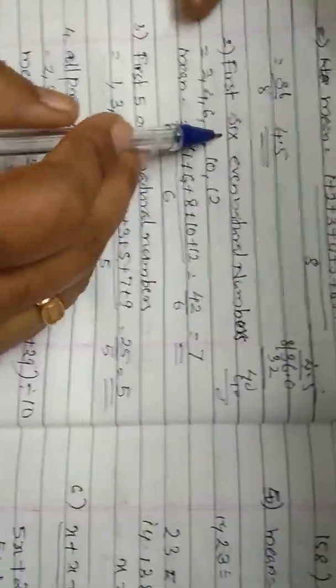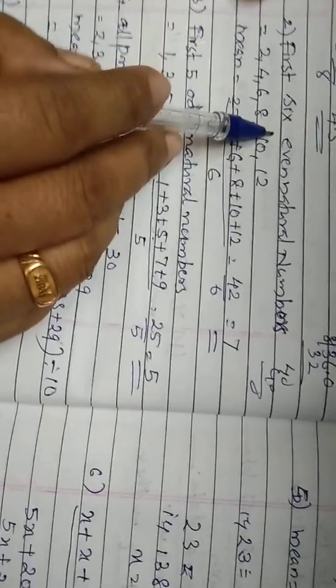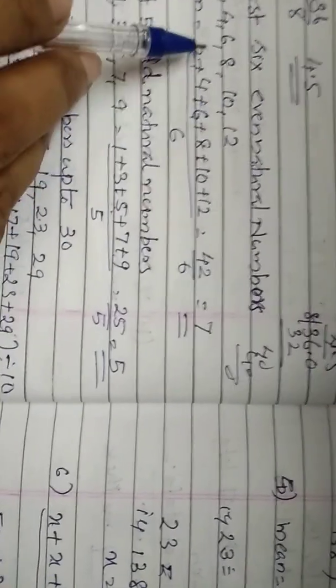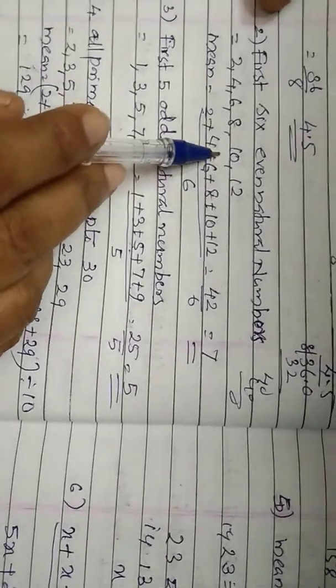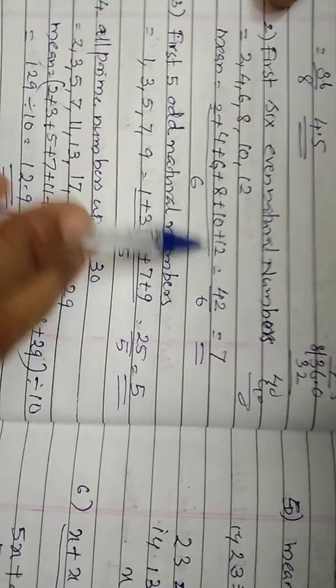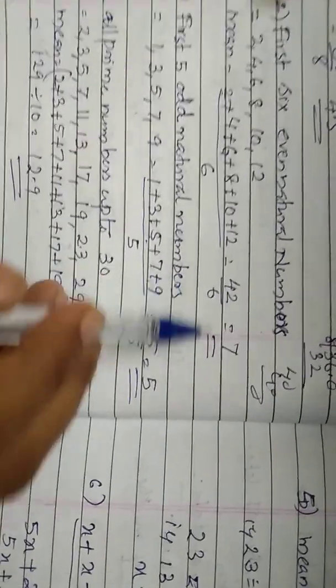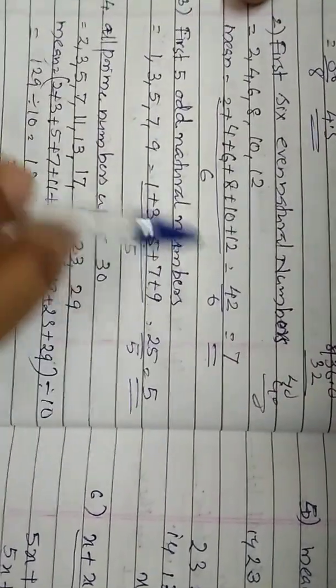Find the average or mean of the first 6 even natural numbers. First of all, we have to write the even natural numbers. Which are the even natural numbers? 2, 4, 6, 8, 10, 12. Sum of all these digits, and 6 is the number of digits, so divided by 6. We will get 7 as the average or mean.